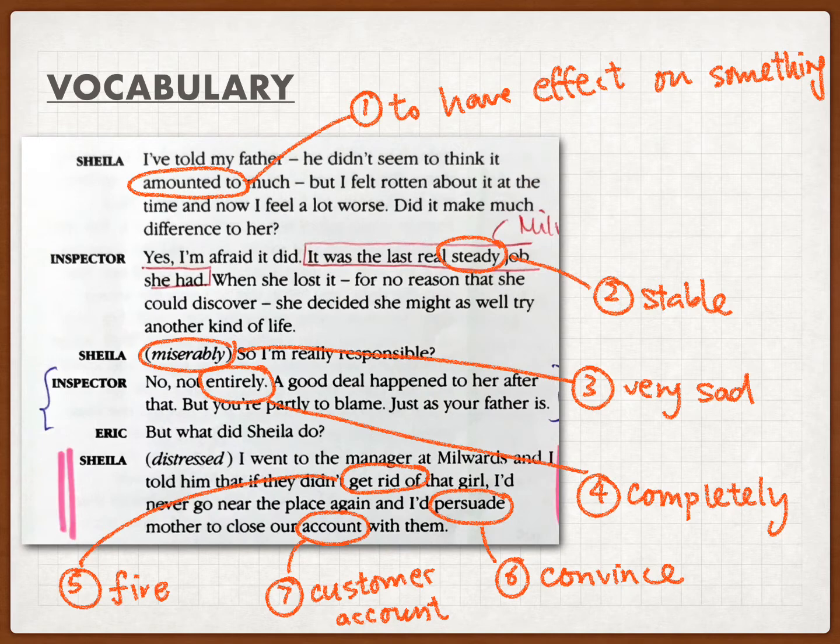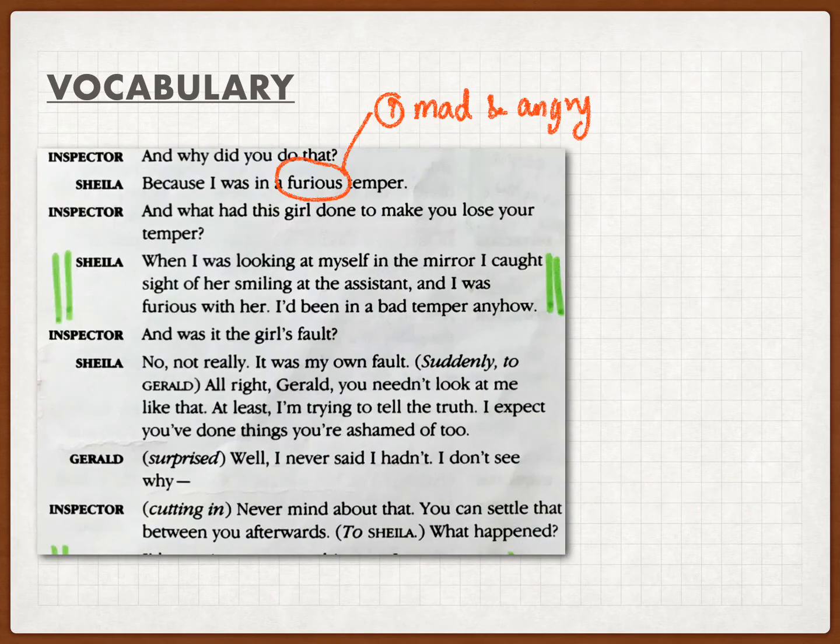And then number six, persuade. So it means convince. You talk somebody into something. So you persuade someone, you convince someone, you ask someone to do something and believe in you. And then number seven, account. Account here means a customer account. If they close the account, then they're not going to shop here anymore. Okay, this part, there's only one word, furious. It simply means mad and angry, okay?